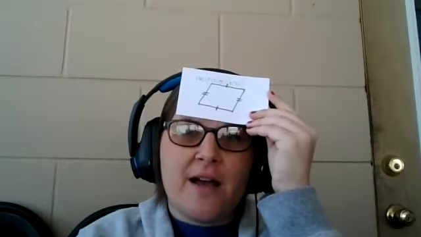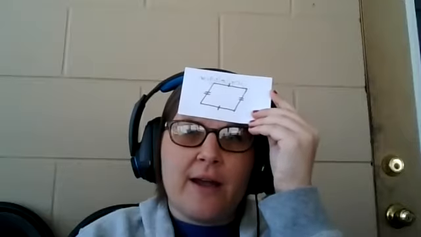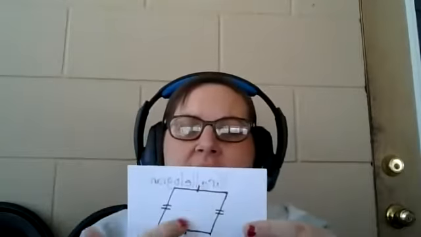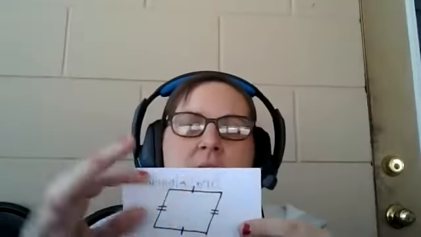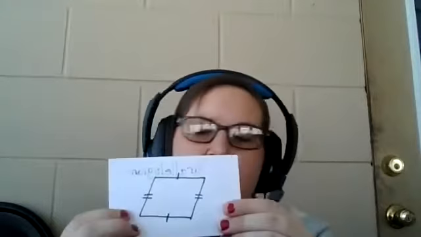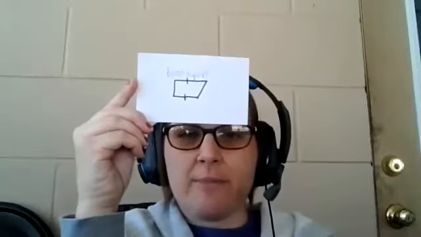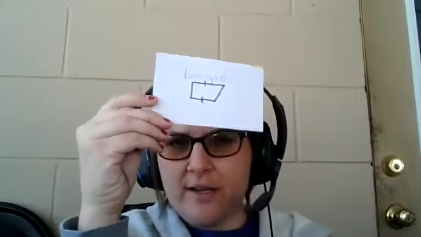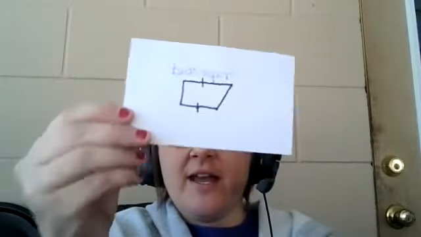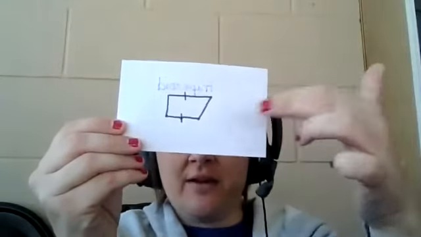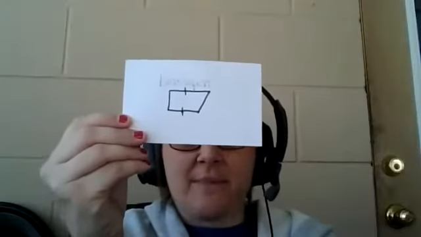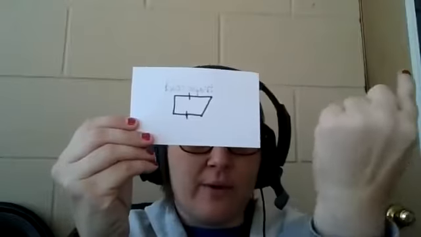It is a parallelogram. Parallel sides. These sides are parallel. These sides are parallel. So it is a parallelogram. He was right. We have one shape left. This is my trapezoid. My trapezoid has only one set of parallel lines. They're right there. These sets are not because I have one side going that way.